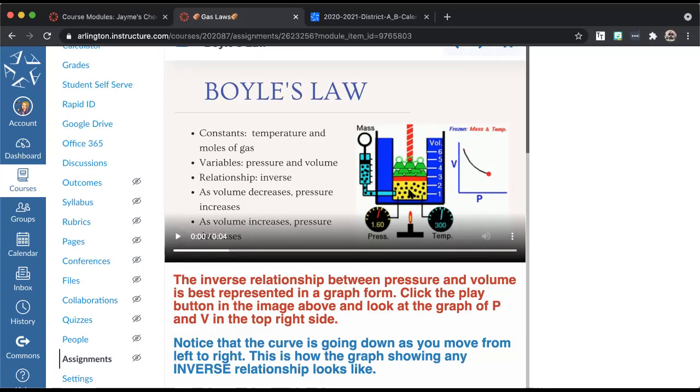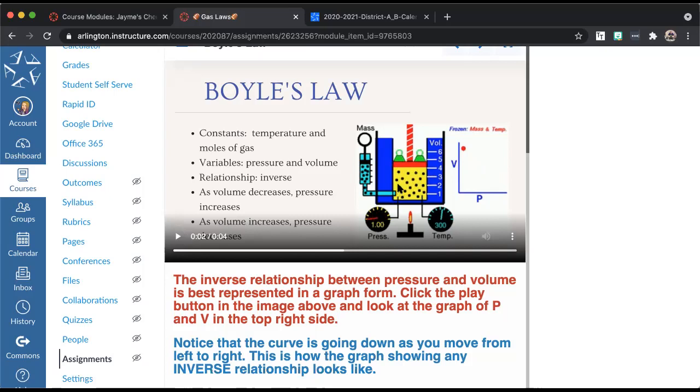Remember, we talked last week that pressure is caused by the particles colliding with the walls of the container. So the more collisions you have, the higher your pressure. And if you have a smaller space for the particles to move around, by nature, they're going to collide more with the wall, which is going to increase your pressure. And then as the volume increases, there's more space for them to move around, which means they're going to be doing fewer collisions, which means the pressure is going to decrease.